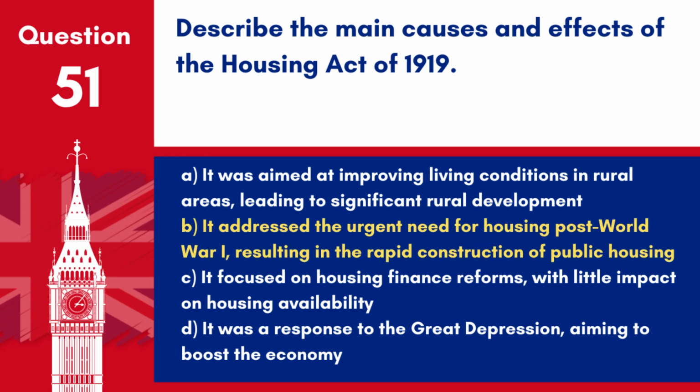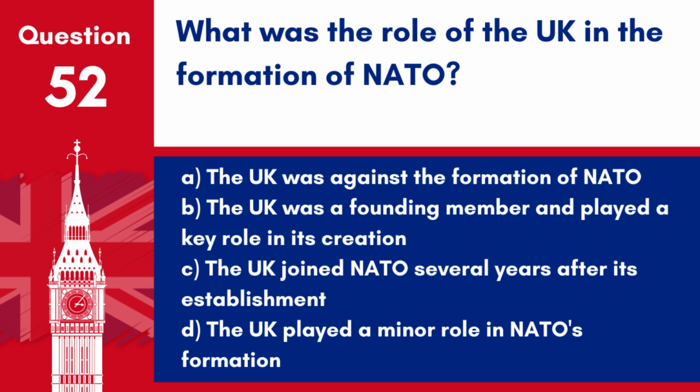Answer. B. It addressed the urgent need for housing post-World War I, resulting in the rapid construction of public housing. The Housing Act of 1919, also known as the Addison Act, was significant in addressing the dire housing shortages after World War I by providing government subsidies for the construction of public housing, leading to substantial improvements in living conditions.